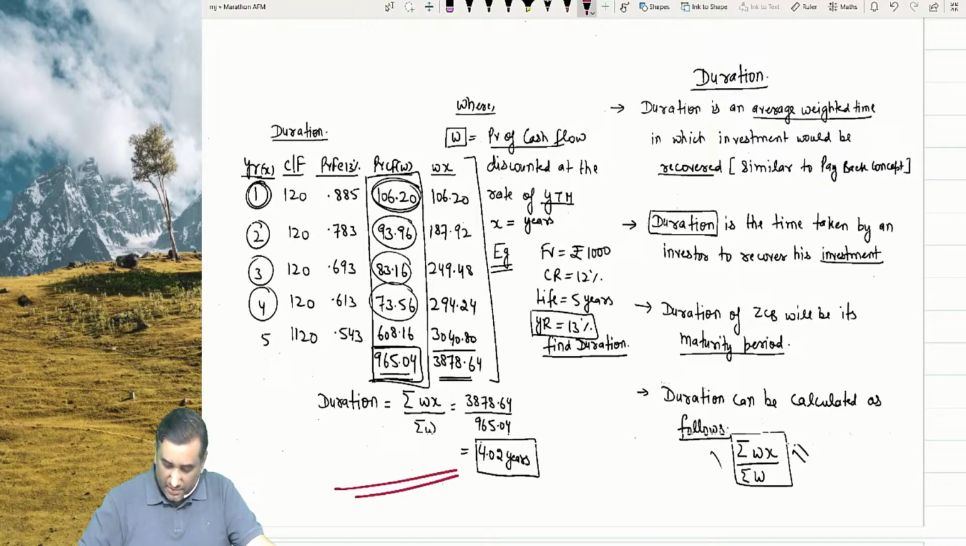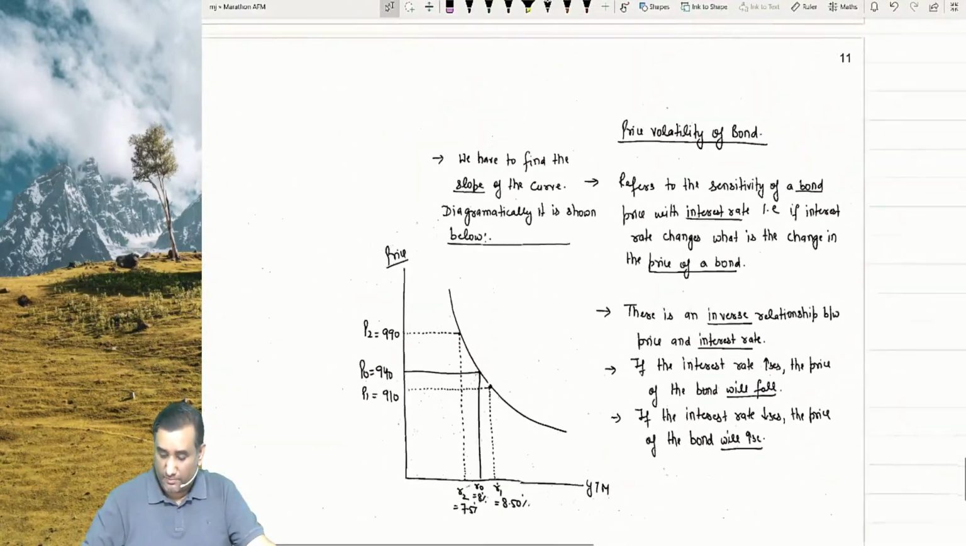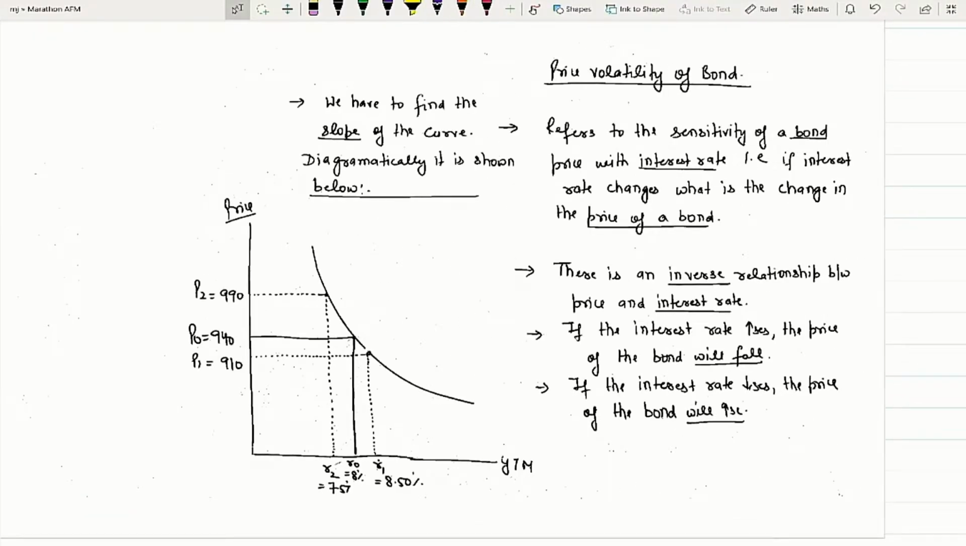Duration was a period here. Price volatility of a bond. Slide number 11 I am on. Let's read out the slide. Slide number 11 on price volatility of a bond.